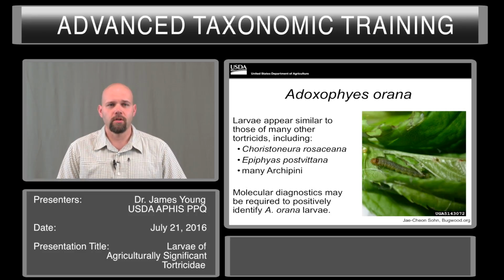The larvae appear similar to many other species occurring in the U.S. Most importantly, the two listed here, and many Carpini. Molecular diagnostics may be required to positively identify any larvae that are found and thought to be this species.